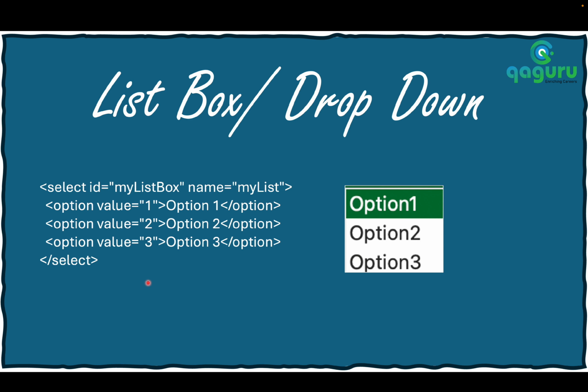Now how about list box or drop down? The tag select is used for the list box, and you have to specify each option with the option tags within the opening and closing select tags. So here in this example we have different options displayed, and all these options are specified over here with the option tags. Option 1, option 2, option 3 are the contents of different option tags here.